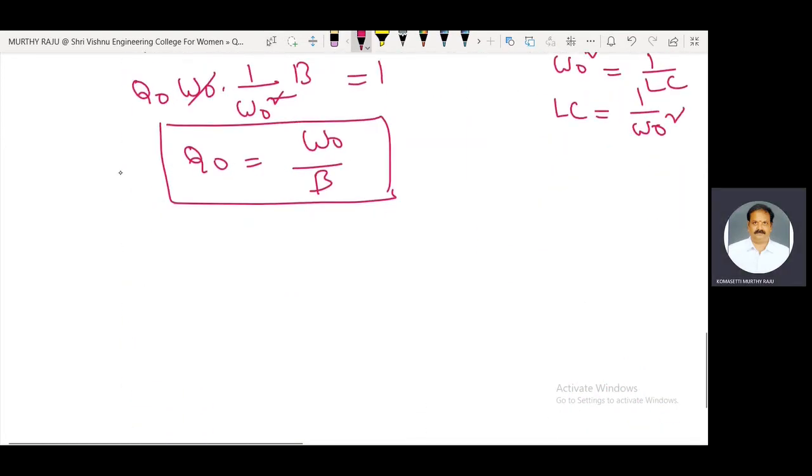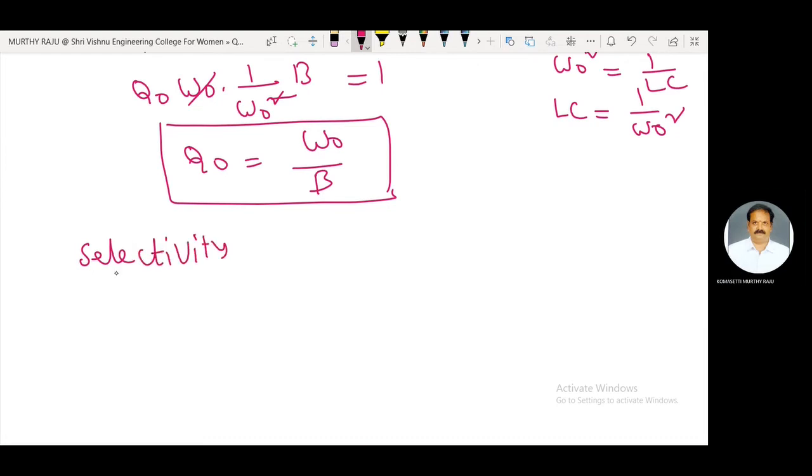Okay, next, selectivity. The selectivity of a series resonance circuit is defined as the ratio of resonant angular frequency to the bandwidth of the circuit. Q factor is nothing but the selectivity of the series resonance circuit.